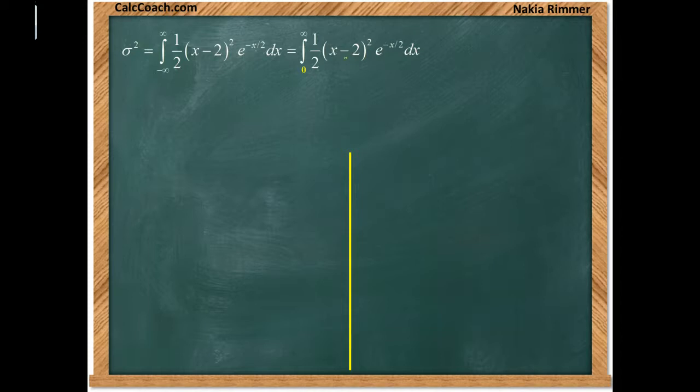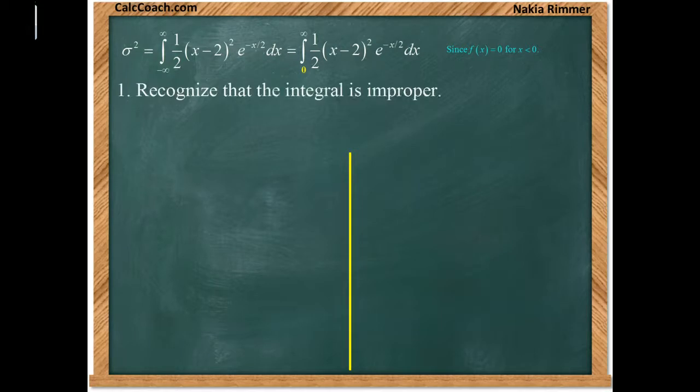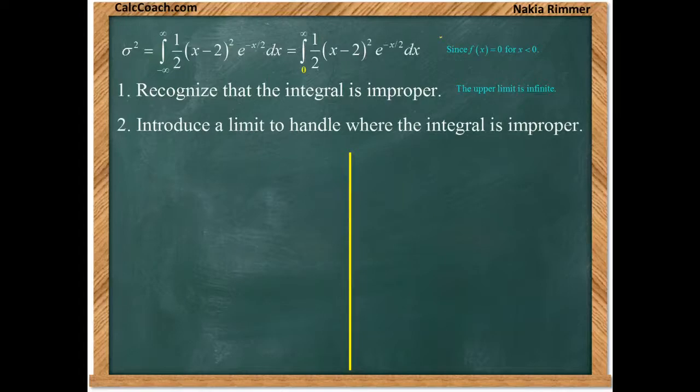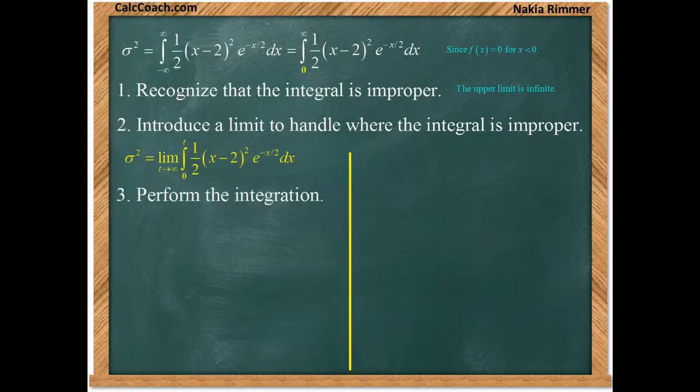All right, great. So we need to recognize that it's improper, because it has the infinite upper limit. Introduce a limit to handle this. So let t go off to infinity. And we need to integrate.